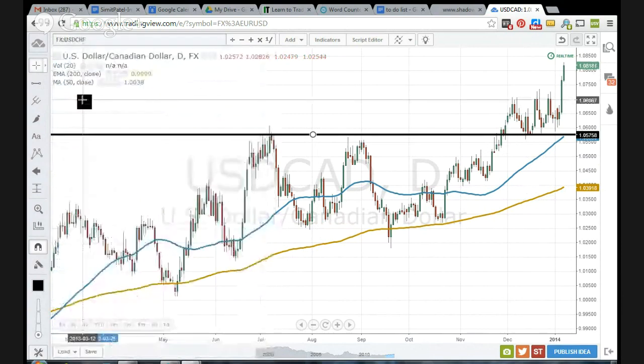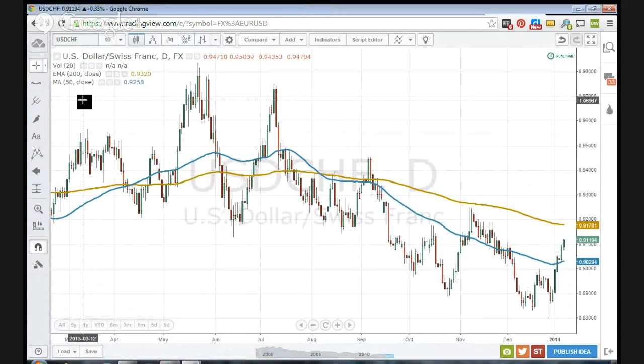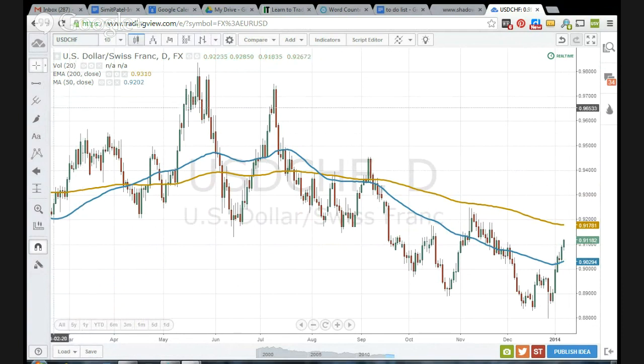Okay, dollar Swiss. Right now, this is mirroring euro dollar, so I already have some exposure here. This is not a good sign for my euro dollar trade because now it's starting to look bullish for dollar Swiss, which means it will be bearish for euro dollar, and I'm long euro dollar. Dollar Swiss and euro dollar are very correlated, but we'll see.